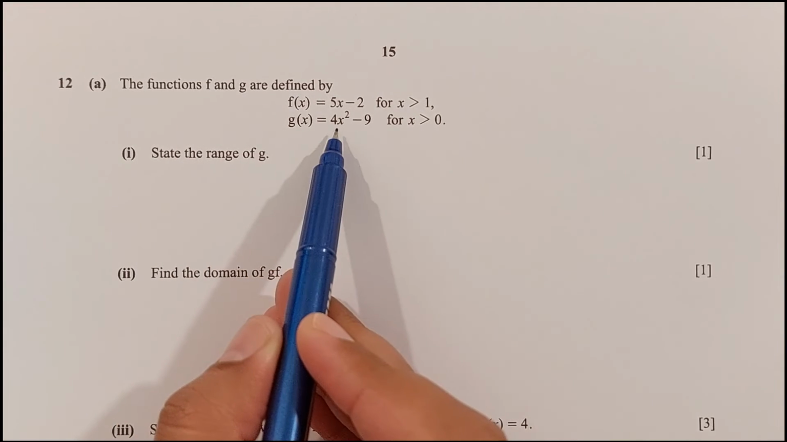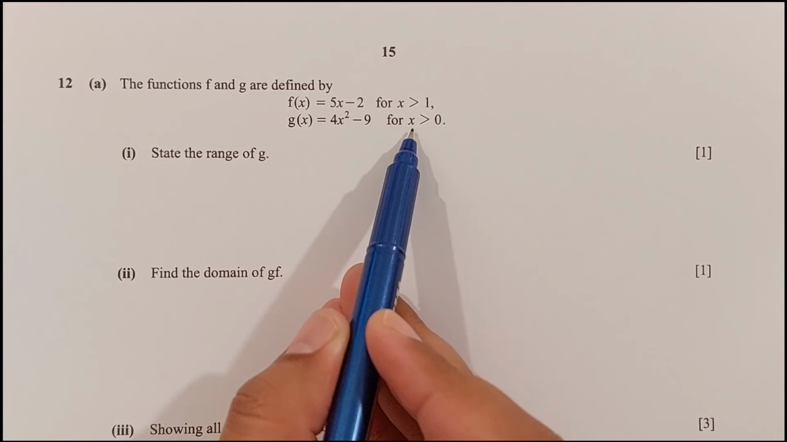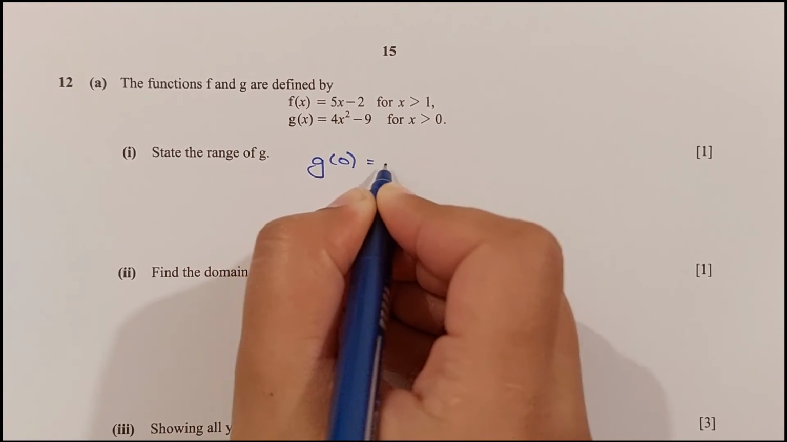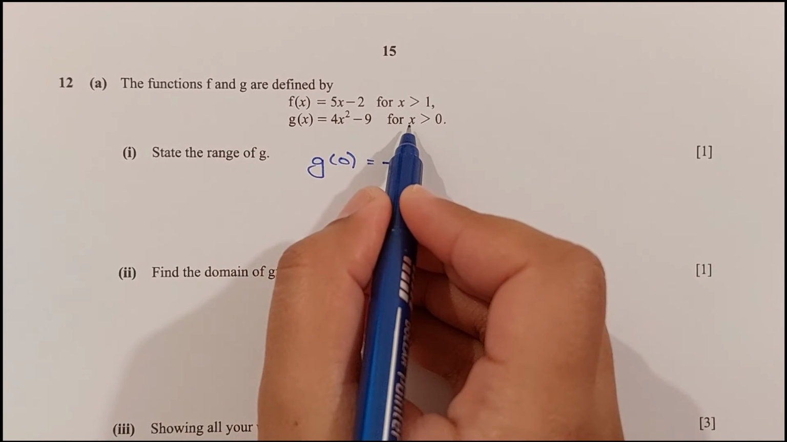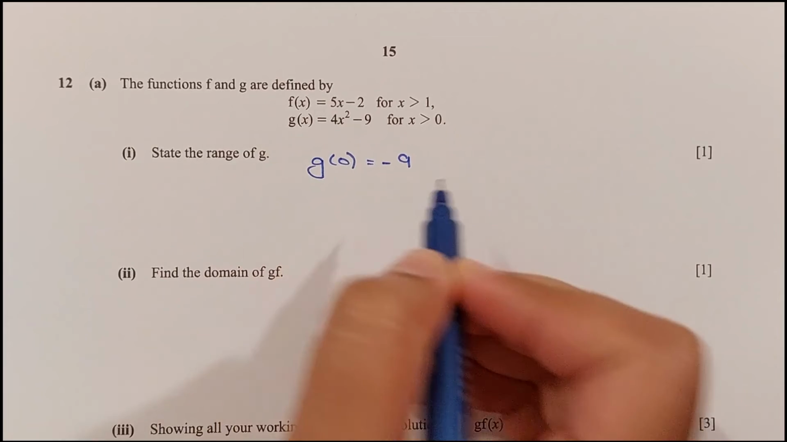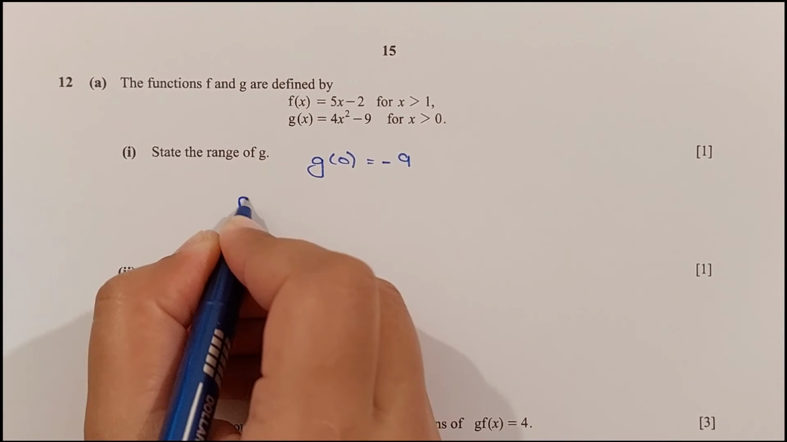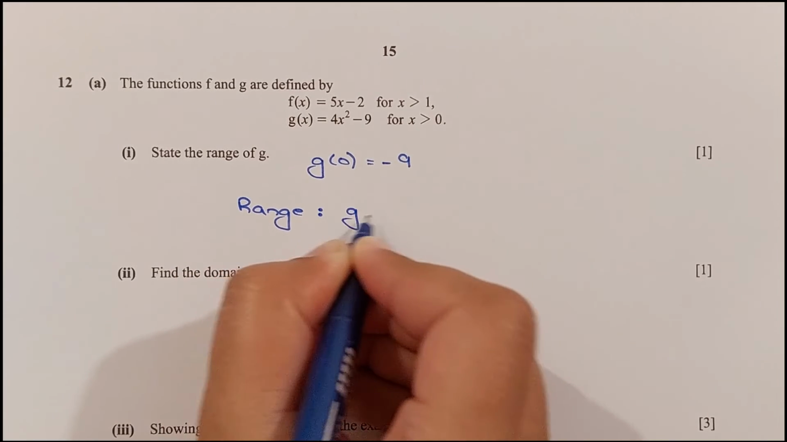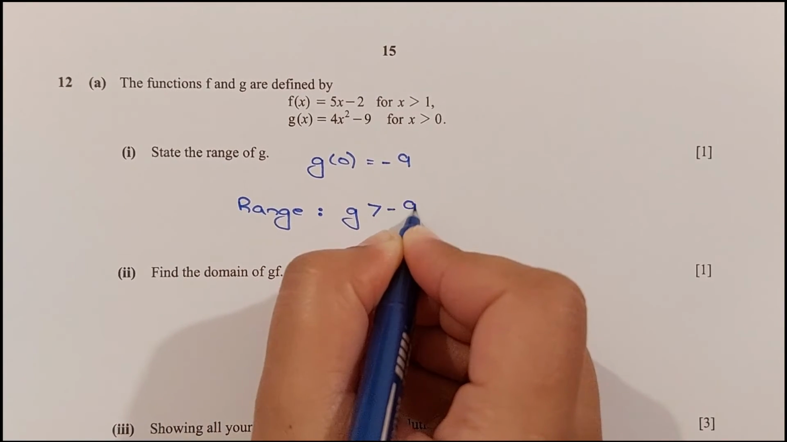So we have a function g of x, 4x square minus 9, for x is greater than 0. So what is g of 0? This is equal to negative 9. So the domain is x is greater than 0. The range is greater than negative 9. So we can say the range of g is g of x is greater than minus 9.